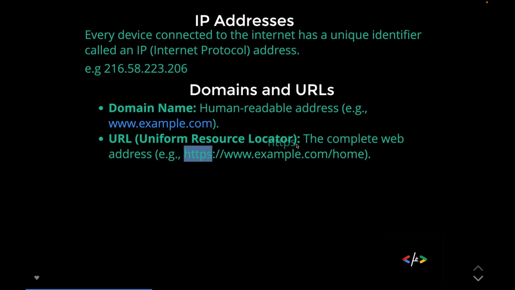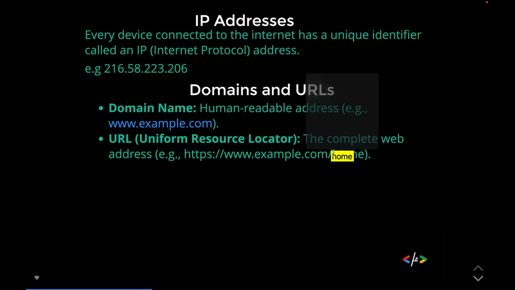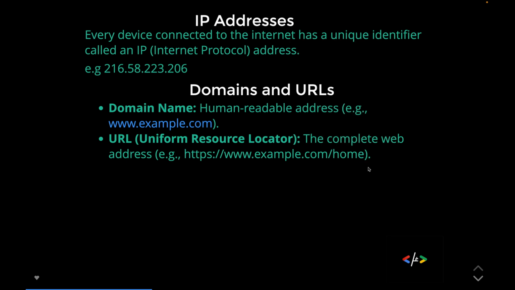And then this is the complete address with probably another thing in front of it. So that is called the URL, the complete web address. And then we have what is called the domain name system.